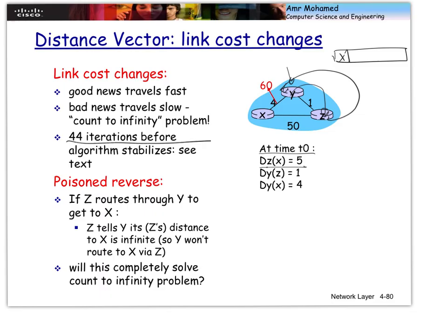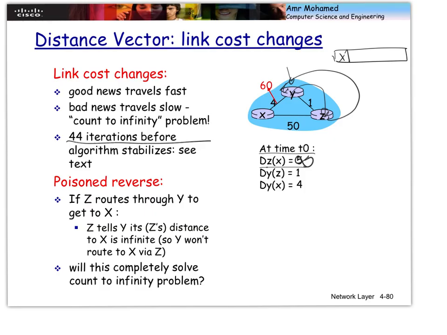To solve this problem, they have proposed a technique called poisoned reverse. Poisoned reverse, what does it mean? If Z reaches X through Y, it should not report its distance to X to Y. In fact, it should report that its own distance to X is actually infinity. That's why it's called count to infinity. So this is the poison. So I'm trying to poison the update.